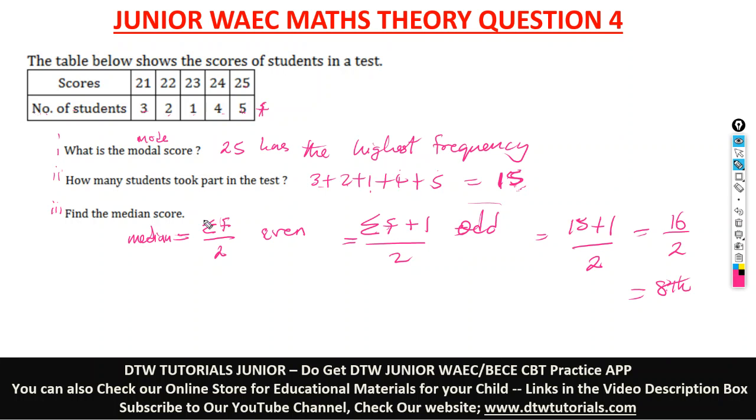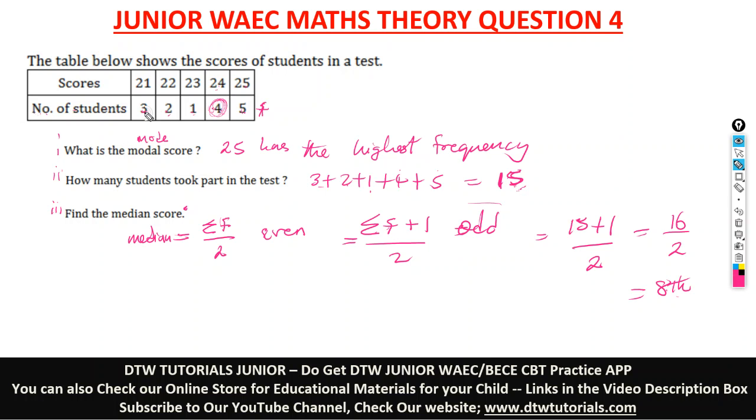So from here now, to trace the median score, this is the 8th number of students. So we come here to our frequency. Let us add. So we have 3 plus 2, which is 5, plus another 2, which is 6, plus 4, which is 10. So it means our 8th student is on this column. So the median score is 24.